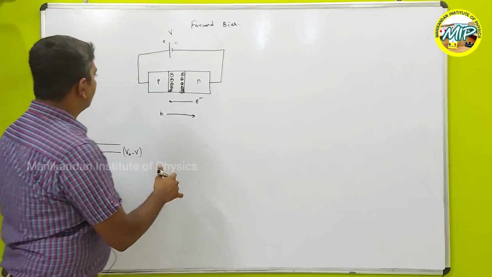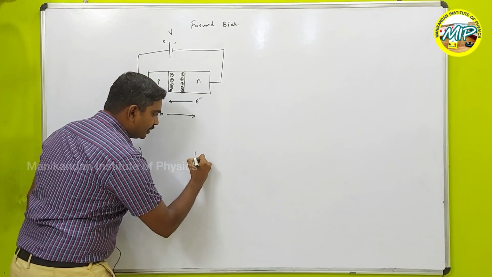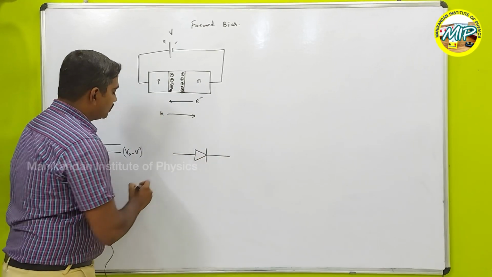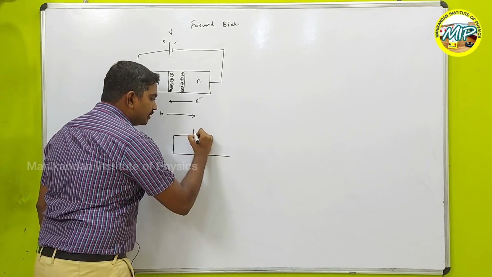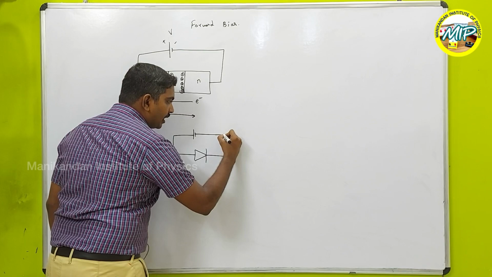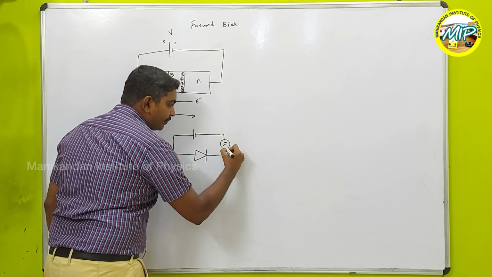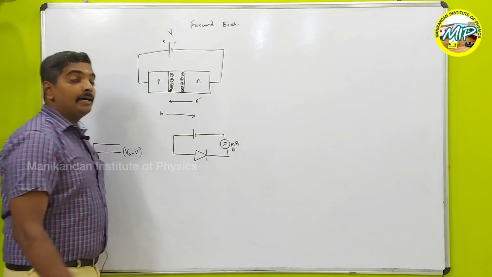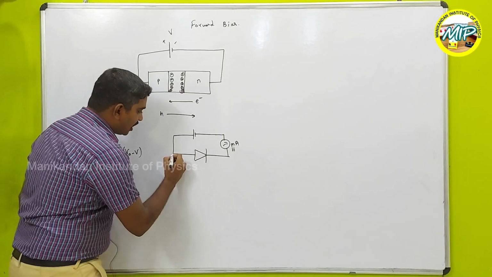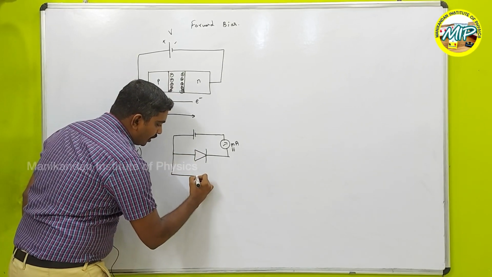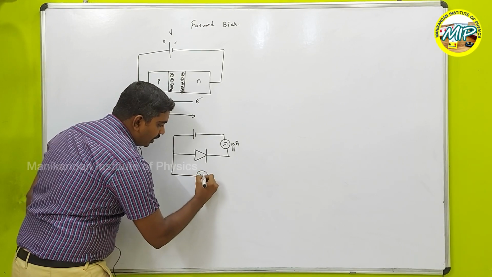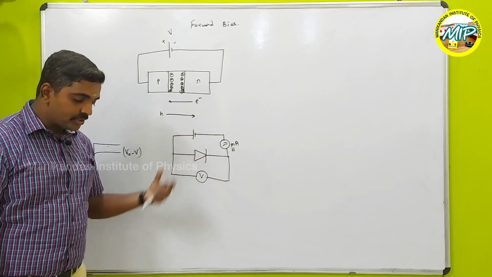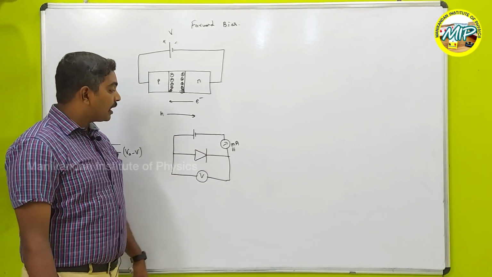So I can simply draw the circuit diagram here. This is my PN junction diode. I am going to connect this with the positive terminal, and I am going to connect an ammeter here. For forward bias it is going to be a milliammeter. If you want to measure the potential, I am going to use a voltmeter here, which is parallel to this. Then I can find the potential drop across the PN junction.